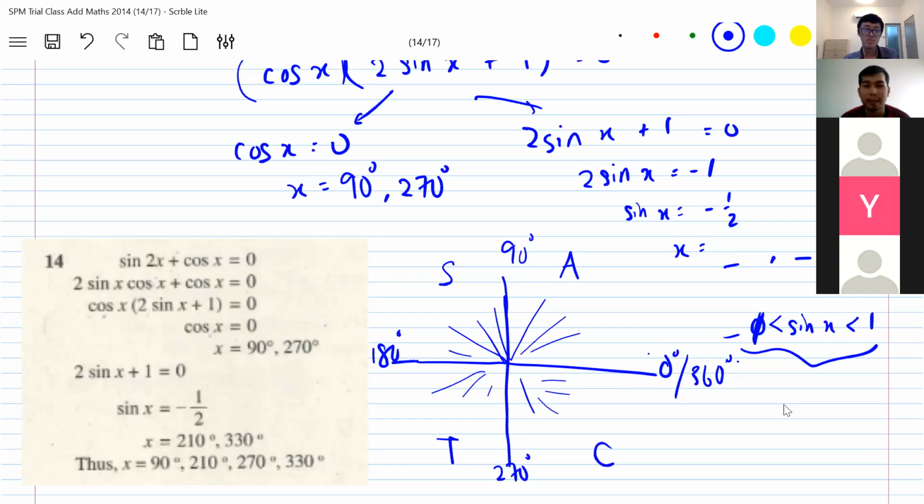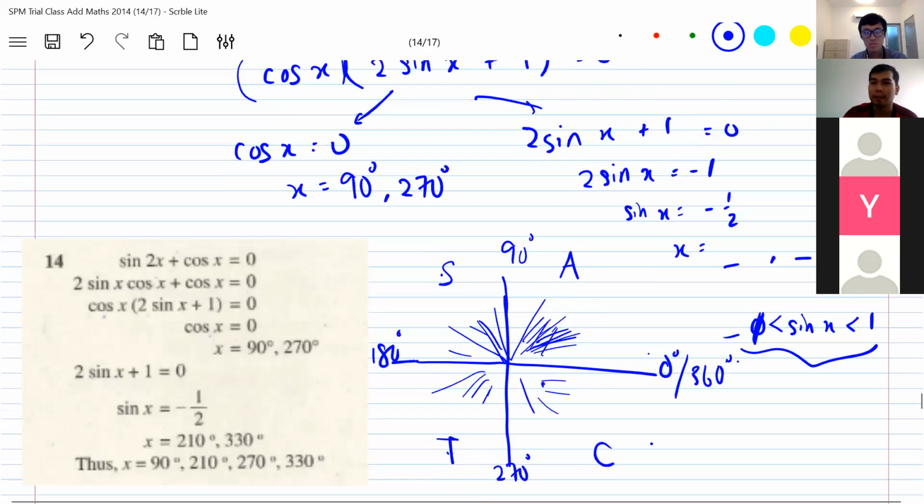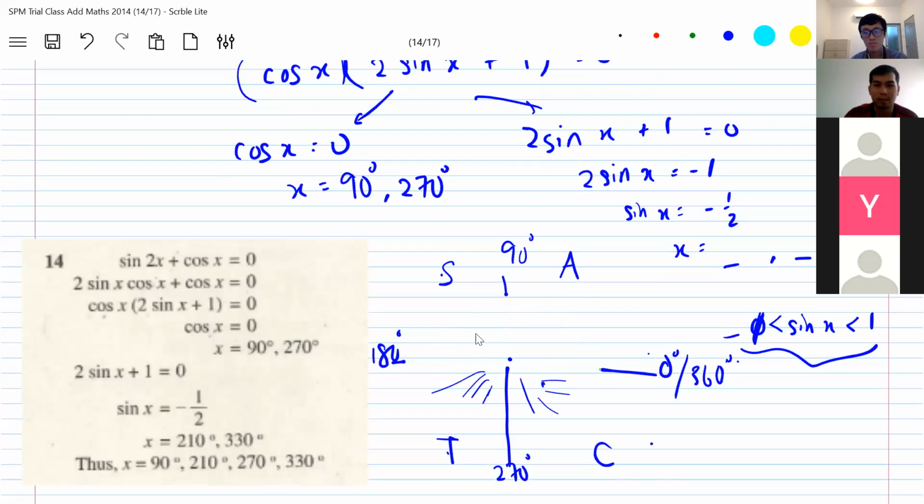So how do I remember these alphabets? My teacher once taught me, she said, I remember it through all science teachers are crazy. ASTC, all science teachers are crazy, right? There might be some nicer ways, I'm not sure how you can remember it, but that's how I remember it until now. So all the sine, cos, and tangent of here will be positive. Here only sine, here only tangent, here only cos. And then further from that, let me erase this.